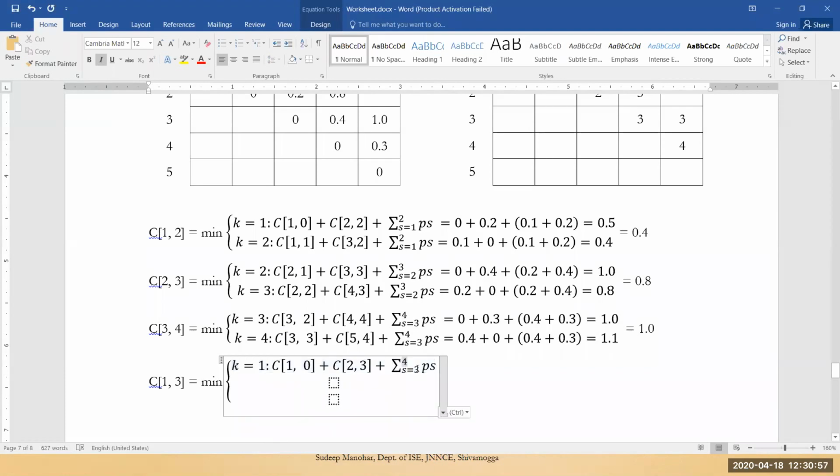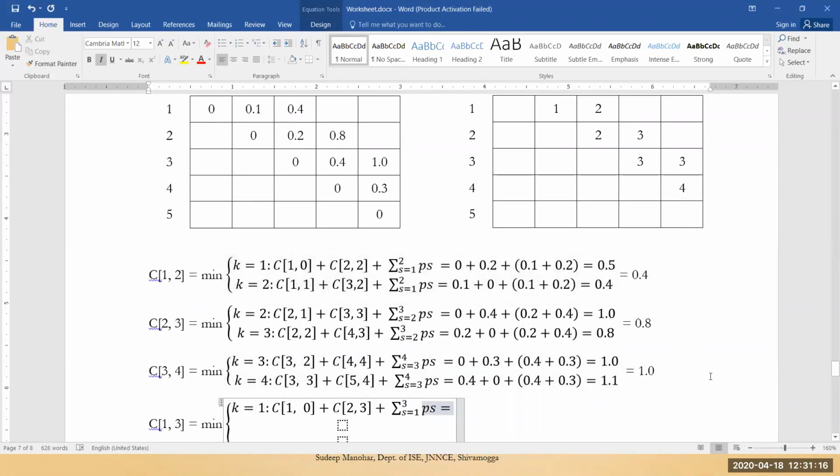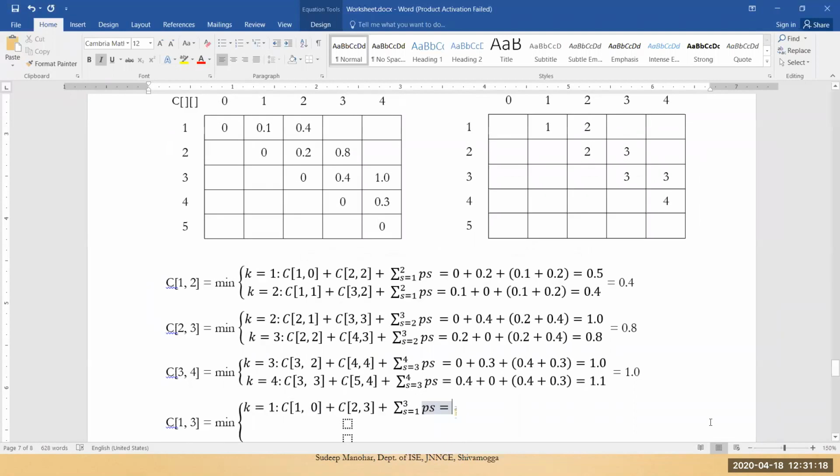So what is the value of i and j here? i is 1, j is 3. Now what it indicates, I should add 3 probabilities starting from 1 to 3, p1, p2, p3. Okay. Now we'll enter the values of this. What is C of 1 comma 0? C of 1 comma 0 is 0. Yes. Plus C of 2 comma 3. 2 comma 3 is 0.8. This one.